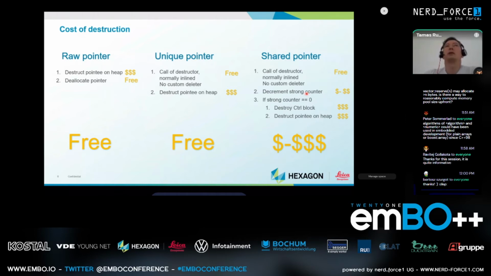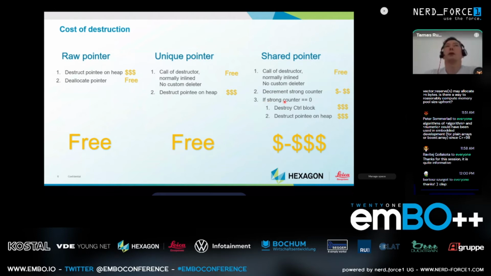The point here is that if we are lucky, and the strong counter is on a hot cache line, then it can be a quite cheap operation. If it is not in the cache line, it can be a bit more expensive, but it is of course not as expensive as a heap allocation.